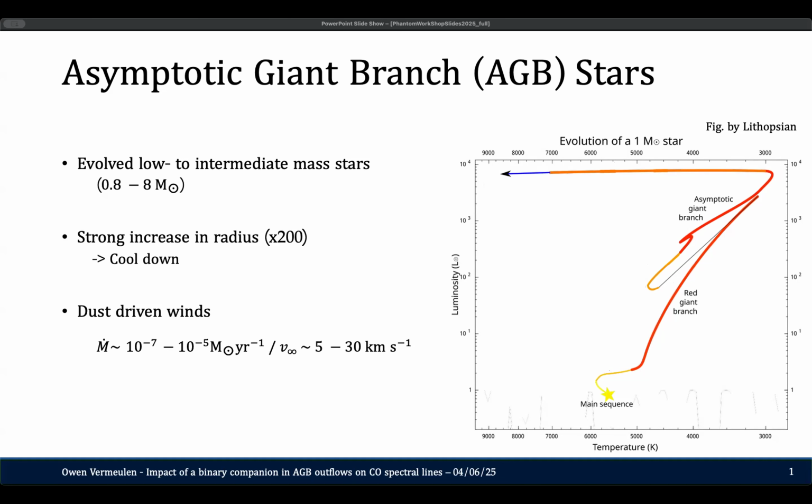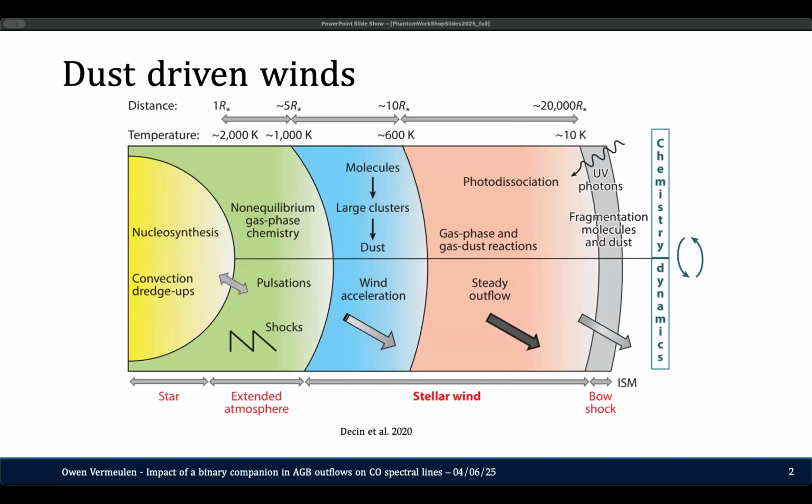Now, these stars are also known to exhibit very strong dust-driven winds. And these can reach typical mass loss rates between 10^-7 and 10^-5 solar masses per year, with typical outflow velocities ranging between 5 and 30 kilometers per second. But how are these winds actually driven? This is nicely shown in this picture.